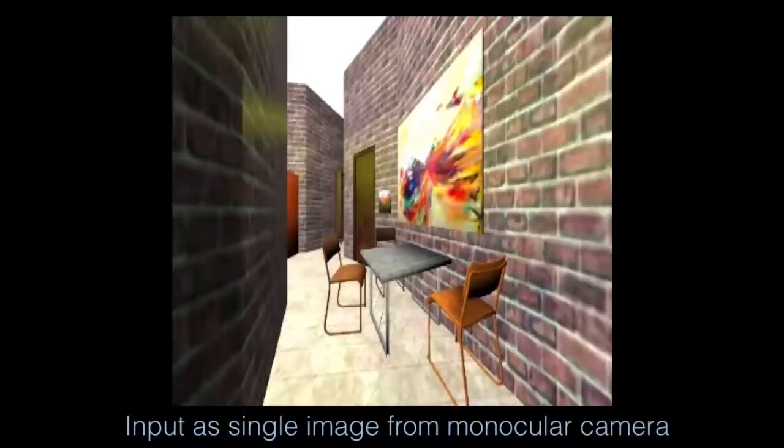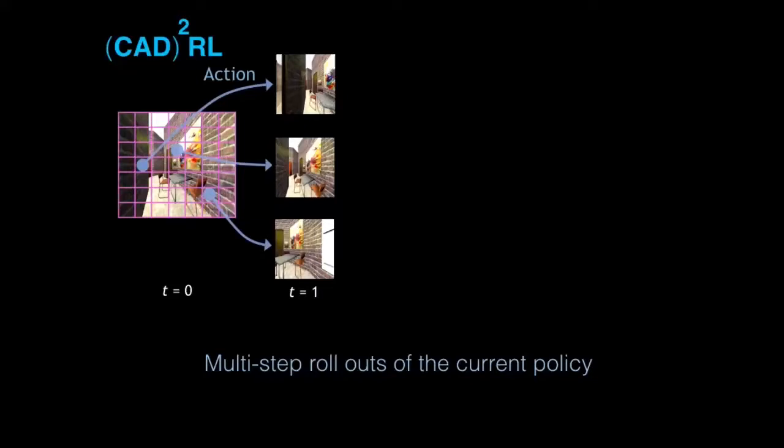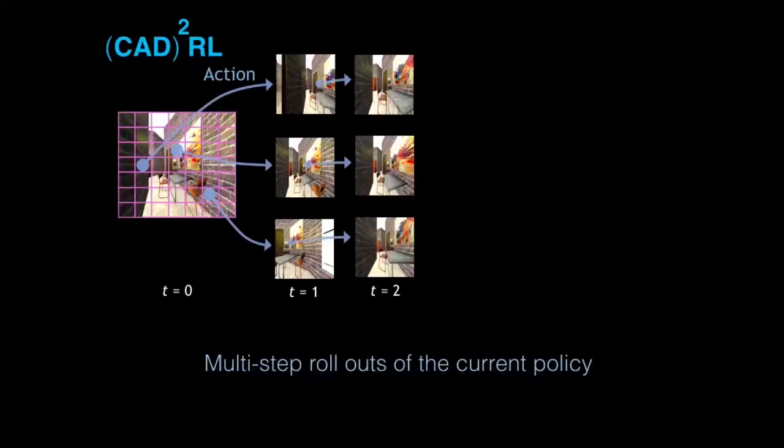As I mentioned before, the input to our method is single RGB images without depth from a monocular camera mounted on the drone. And to learn a general collision avoidance predictor, we developed a model-free deep RL algorithm inspired by fitted Q iteration. We start each episode by placing the agent at a random location with a random orientation. The input image is discretized into a grid of bins. Each bin corresponds to an action, such that the action at time t is simply the choice of the bin, and the actions are taken based on the current policy.